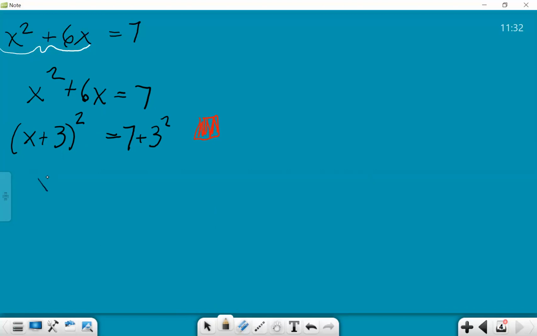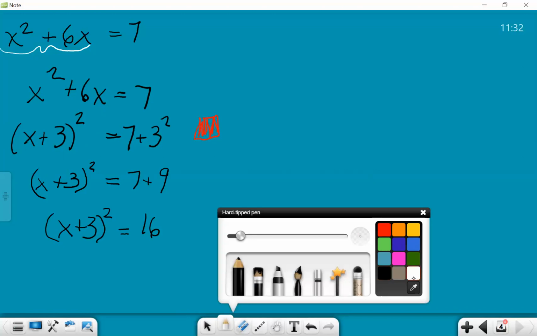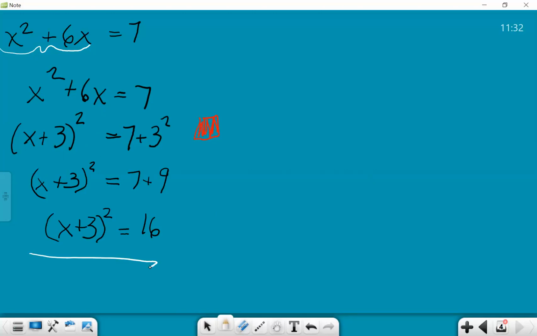First, I see I have x plus 3 squared. I'm not bothering to change that piece just yet because I still have 7 plus 3 squared. Well, 3 squared is 9. So I have x plus 3 quantity squared equals 16. And now I can solve this equation, now that I have it like this all nice. I can solve it using the square root property that we talked about in the last video.